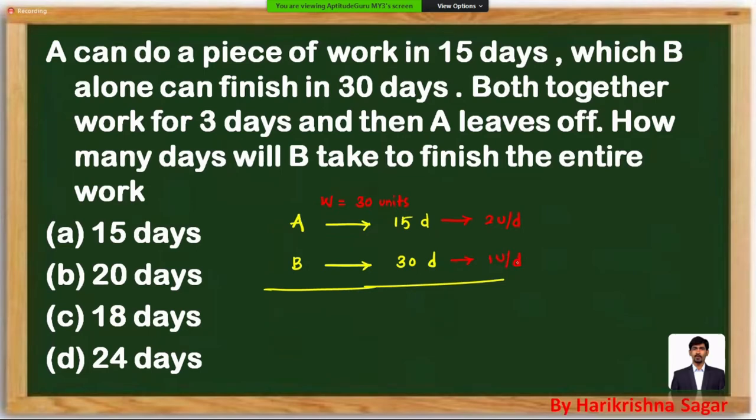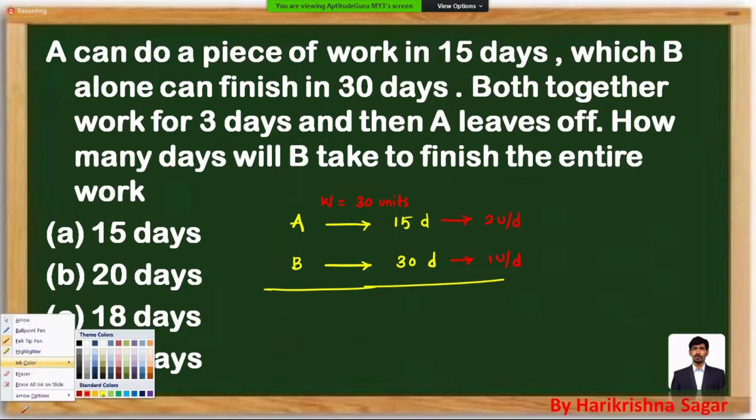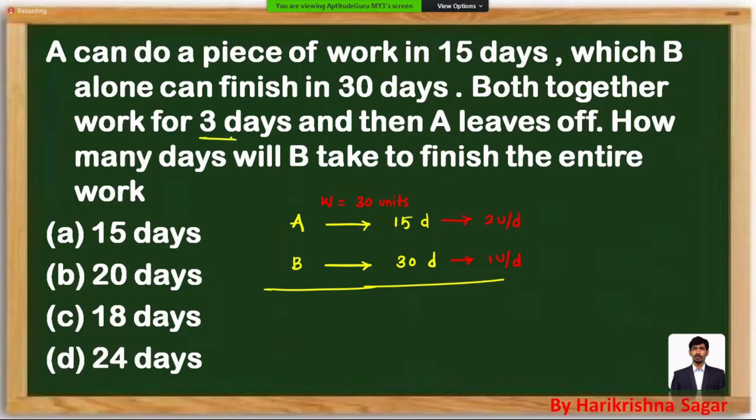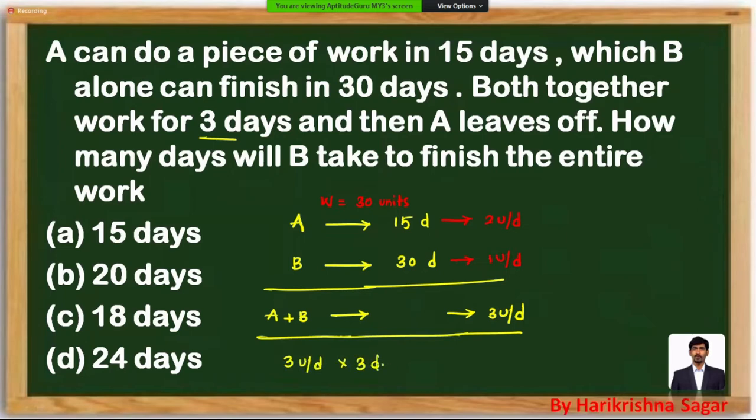So as per the narration of the story, he said that both together work for 3 days. If A and B both are working together, how many units of work can they finish? They can finish 3 units of work in 1 day of time. As per the story, they worked for 3 days. 3 units per 1 day, working for 3 days, that means 9 units of work they are able to finish.